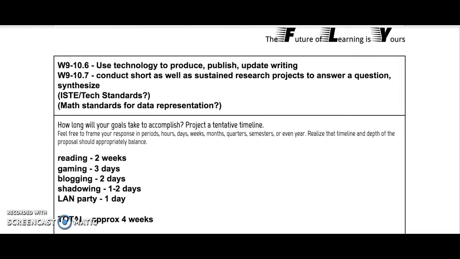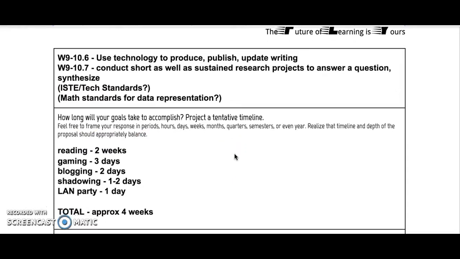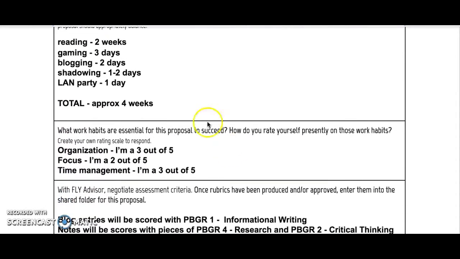The next part is how long will your goals take to accomplish, so the timeline. So Clark says it's going to take him about 2 weeks to read and access all those texts that he listed above. He wants to spend about 3 days playing the games and recording his emotions and reactions and how his body feels. He's going to spend 2 days working on his blog, 1 to 2 days shadowing Mr. Lamson to learn about the network, and then 1 day for the actual party. So when you think about how many times we have class in our crazy schedule, that might take up to about 4 weeks for him to accomplish that.